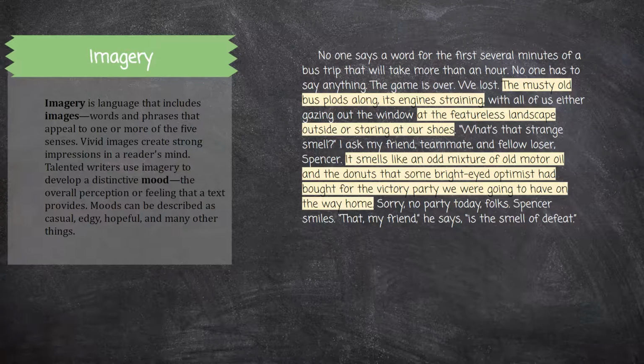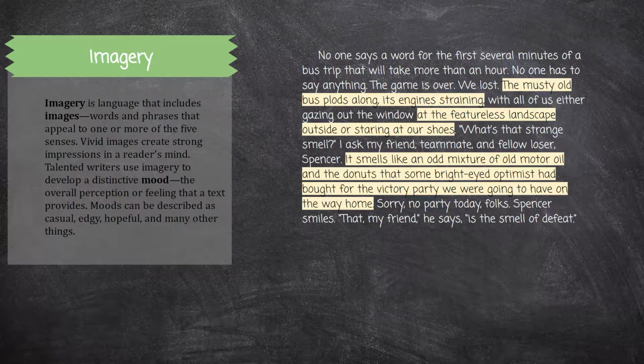So today for the free write, I want you to include a little bit of imagery in your writing, and you'll see the prompt that I assigned will help you create that imagery. So imagery is language that includes images. It's words and phrases that appeal to one or more of the five senses. So vivid images create strong impressions in a reader's mind. In other words, they really paint a picture in the reader's mind as they're reading.